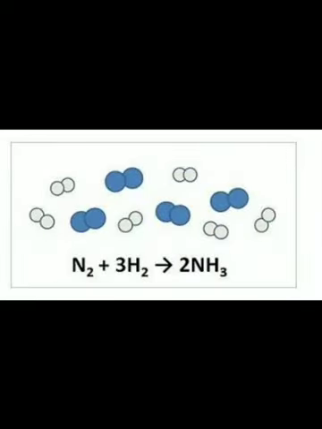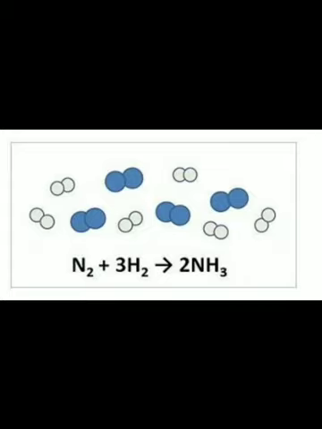Then next one, manufacturing of ammonia. This is also an example of what? Synthesis reaction. Nitrogen and hydrogen, two elements, combine together and produce a single compound, that is ammonia. This happens at 450 to 500 degrees Celsius, at a pressure of 200 to 900 atmospheres, and the catalyst you have to use is finely divided iron. That produces ammonia.